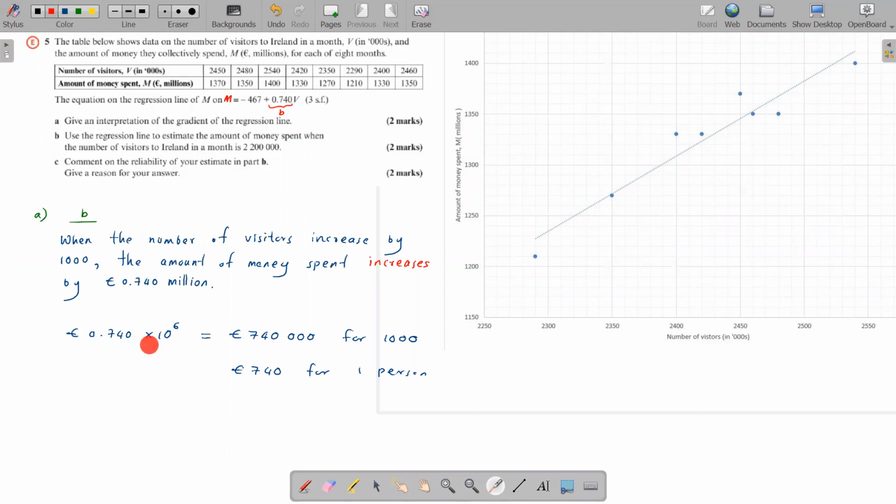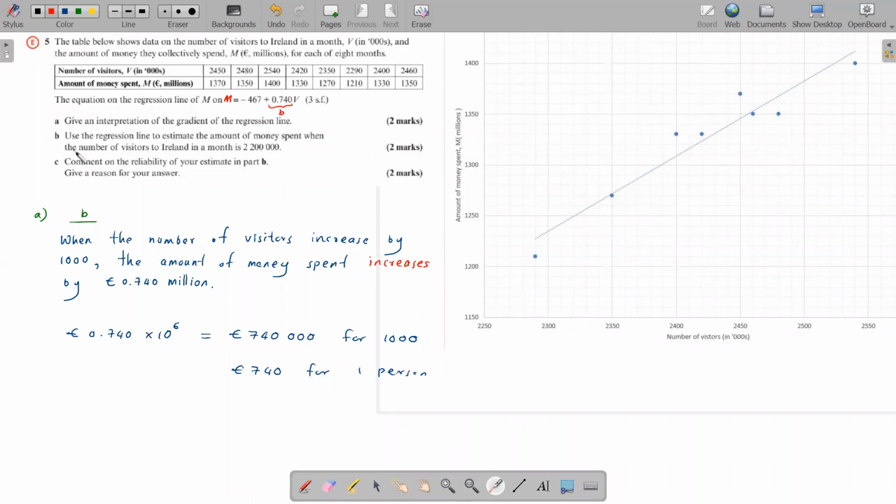Okay, it's not absolutely compulsory. If you can write this down, that's more than enough. So, say 0.740 million is 10 to the power 6. So I multiply this by 10 to the power 6, I get 740,000 euros. That's for 1,000 visitors. And you can actually get the amount that one person spends as well. Because they could ask you a question like, how much does one person spend? So you could use this information to actually go for one person. Okay, let's move on to the next part. This is actually optional. Okay.